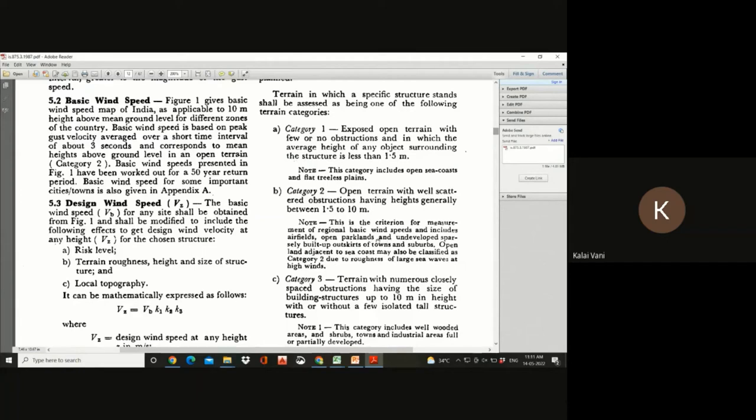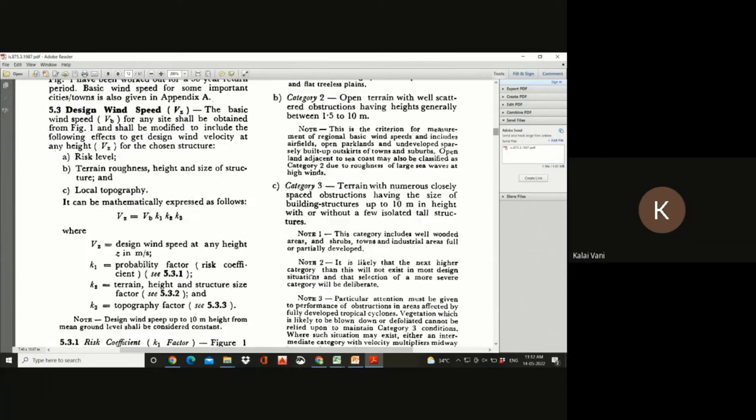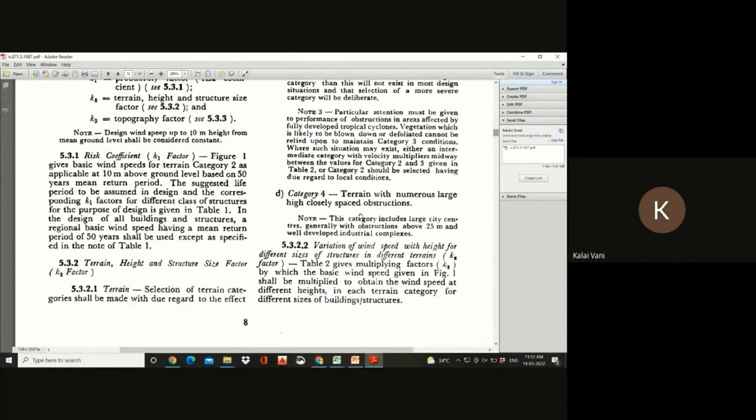If you have very well scattered obstructions, which means here and there you have a building, and their height is in the range of 1.5 to 10 meter, you can choose category 2. Where you have airfields and open parklands, you can consider it as category 2. And category 3 is terrain with numerous closely spaced obstructions. Closely spaced means buildings next to each other, with heights also in the range of 10 meter. Industrial areas, towns and residential areas, you can consider category 3. And category 4 is the one having closely spaced structures, that too with tall structures.